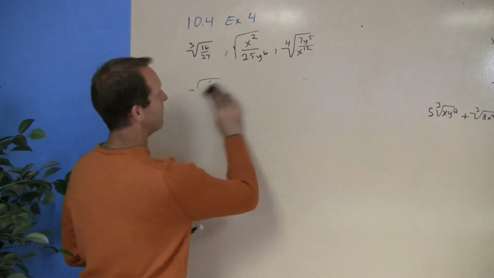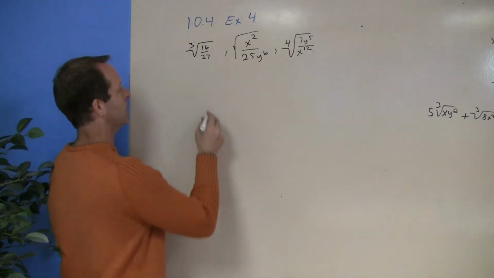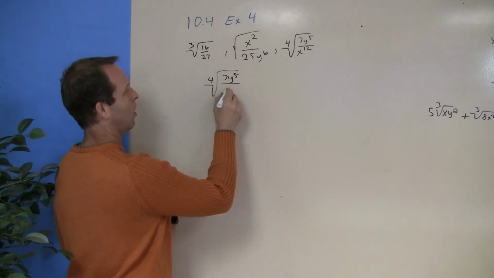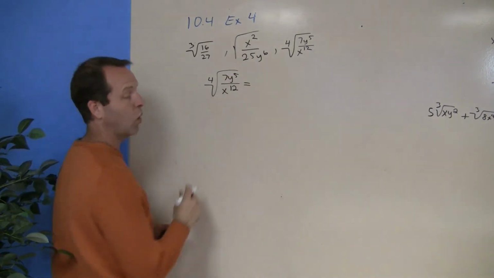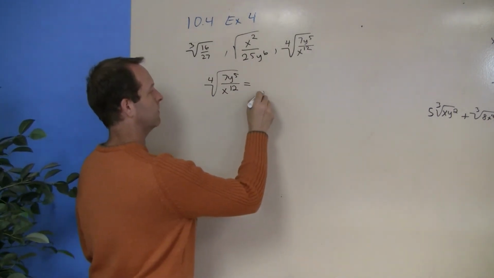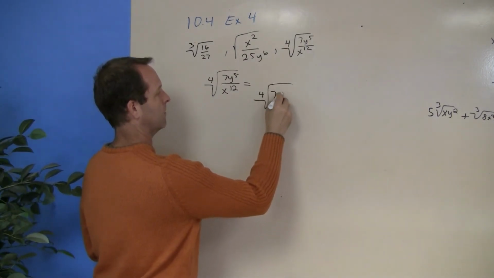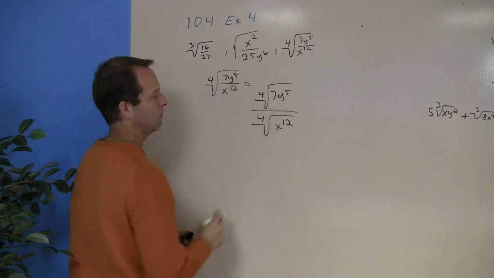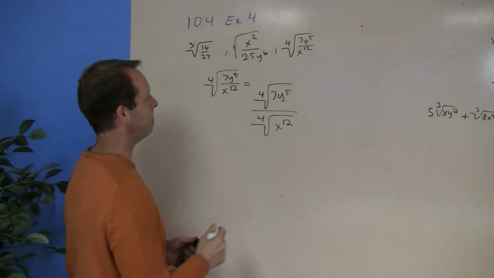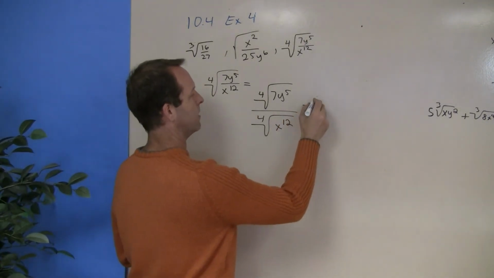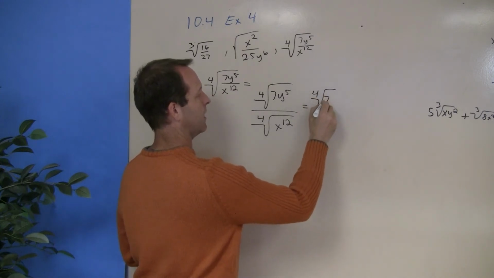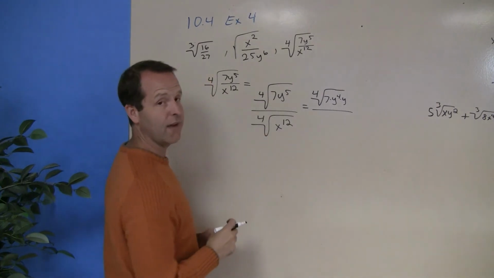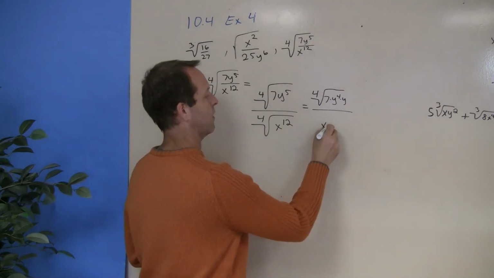And our last example that we have up there, the fourth root of 7y to the 5th over x to the 12th. Quotient rule says break them up into their individual ones. Looks like this top one can be slightly reduced. So it's the fourth root of 7 times y to the 4th times y all over the fourth root of x to the 12th, and that's x to the 3rd.